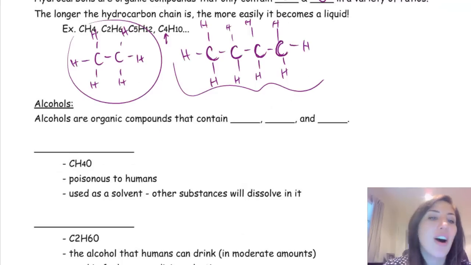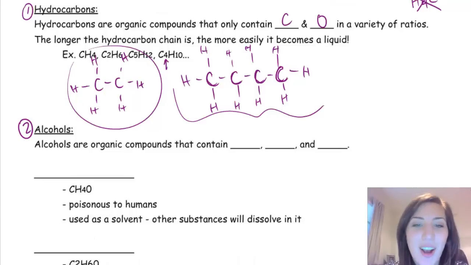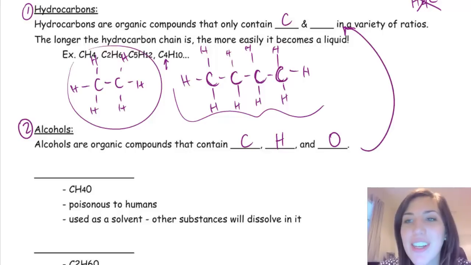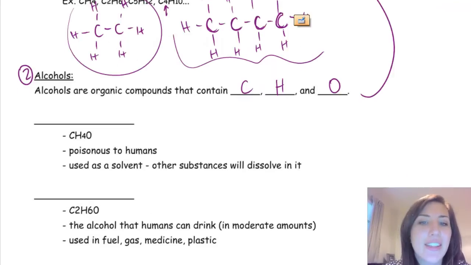There are also alcohols as organic compounds. They contain carbon, hydrogen, and oxygen. Now I just noticed this O up here, this should be a hydrogen. Did I say hydrogen? I don't even remember. Okay, so this is carbon and hydrogen in a hydrocarbon. Hydro meaning hydrogen, carbon meaning carbon, so this makes sense. It should be C and an H. Oops, sorry about that, you guys. Alcohol then has carbon, hydrogen, and oxygen as well.